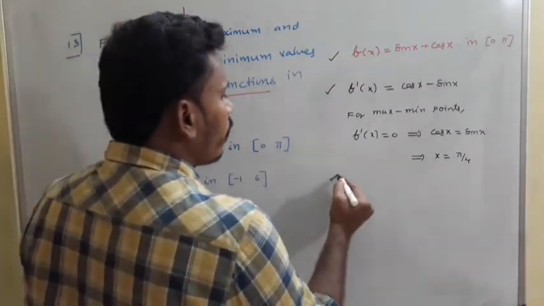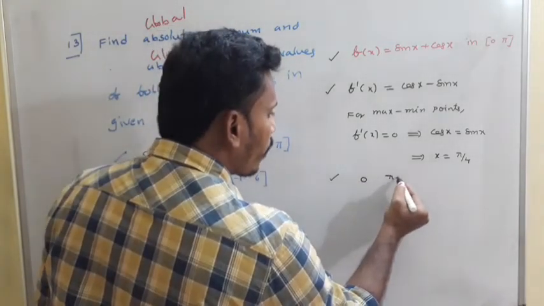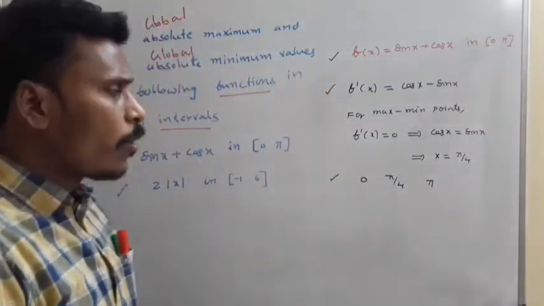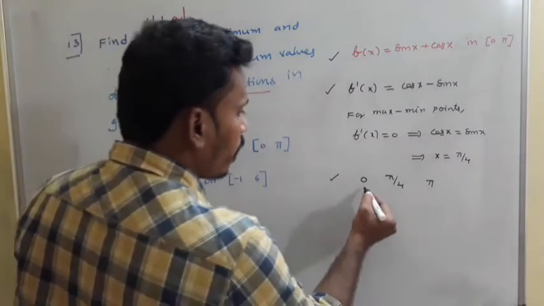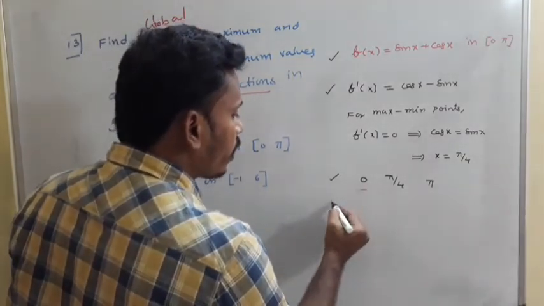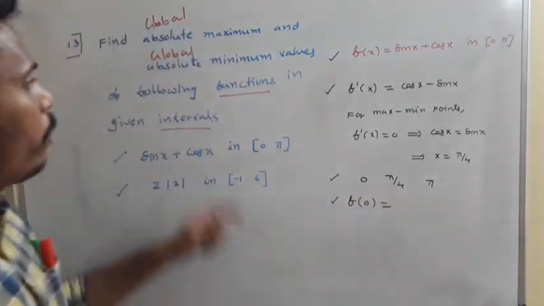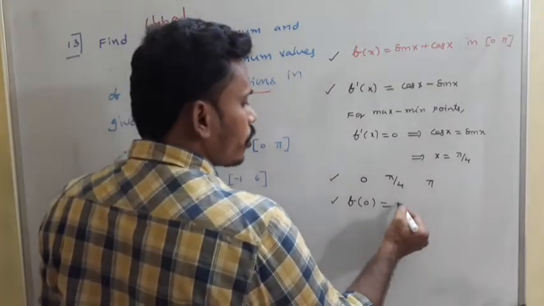So finally, for maxima minima, we need to concentrate on the points 0, pi by 4 and pi, because 0 and pi are the endpoints of the interval, whereas the maxima minima critical point is pi by 4. We need to calculate the functional values at these 3 points. What is f of 0? f of 0 is simply sin 0 plus cos 0. Sin 0 is 0, cos 0 is 1.